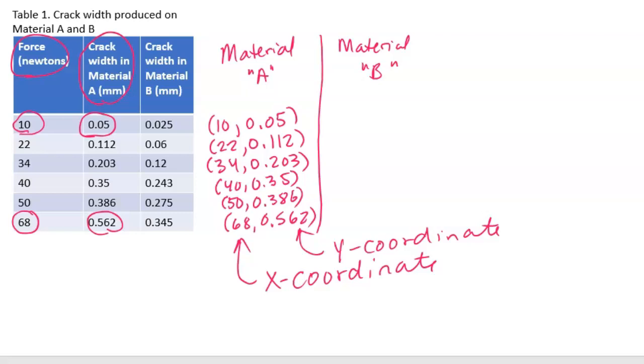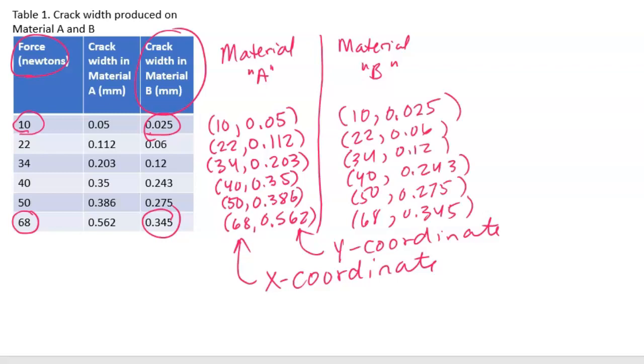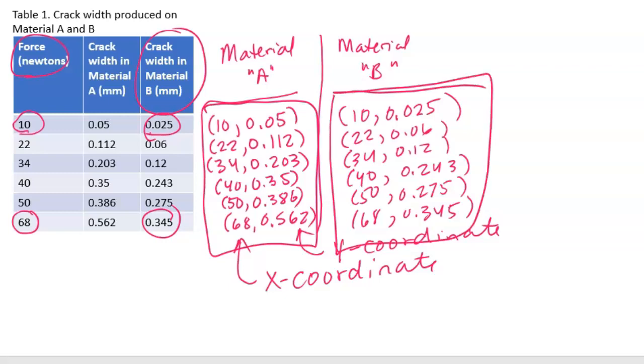Let's do the same thing for material B. This time, my independent variable is still going to be force. So my ordered pairs will still all start with the same x-coordinate. However, my y-coordinates will be taken from the dependent variable crack width and material B. So I'm going to use these data points for my y-coordinates. This gives me 6 more ordered pairs, 6 more points that I can graph. Remember, though, that these points will produce a separate line from these points. There are 2 separate lines on my line graph.